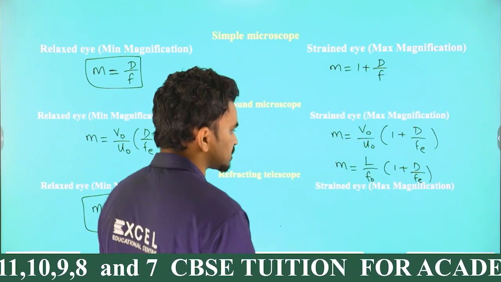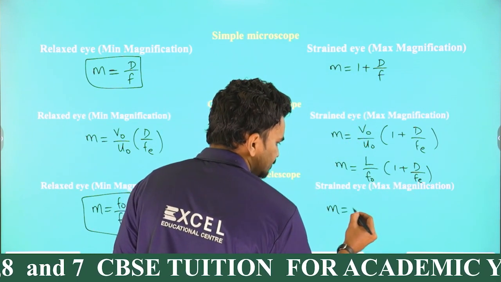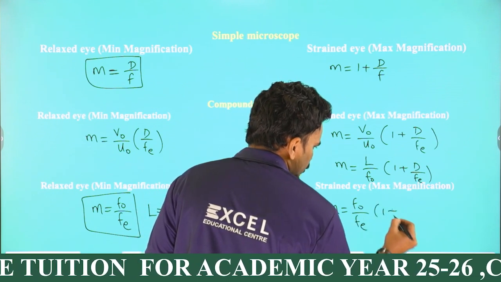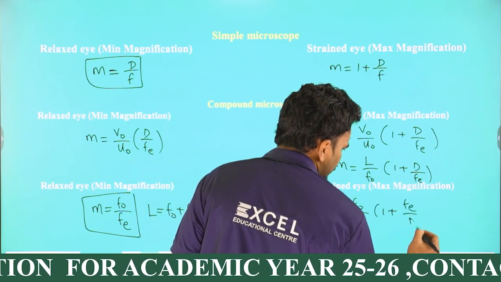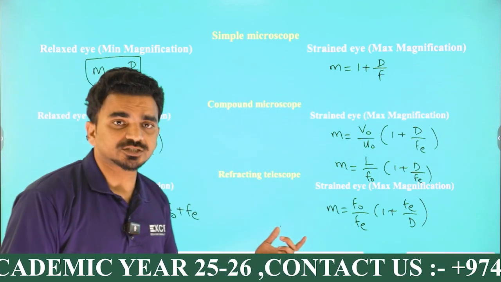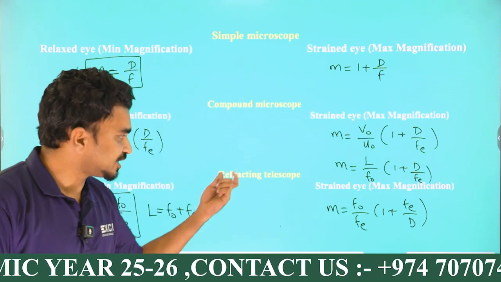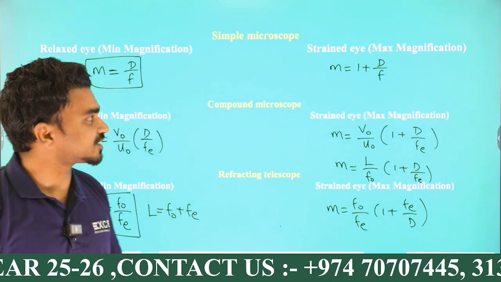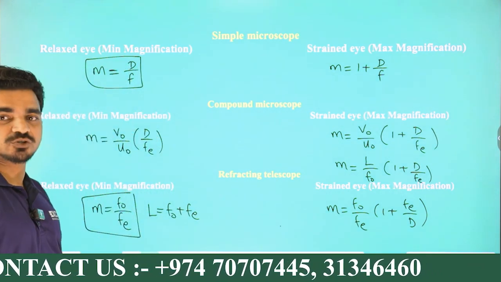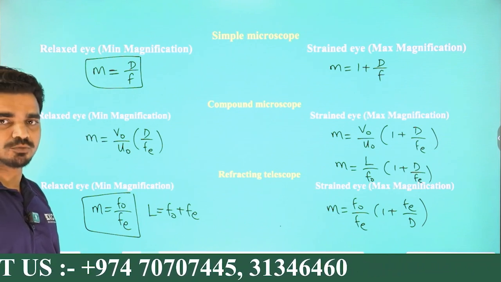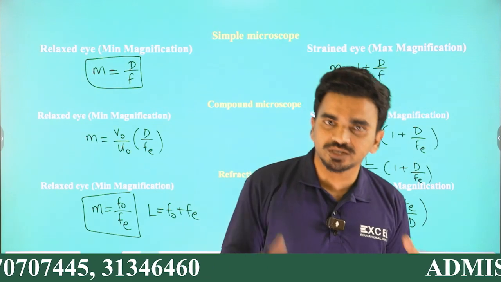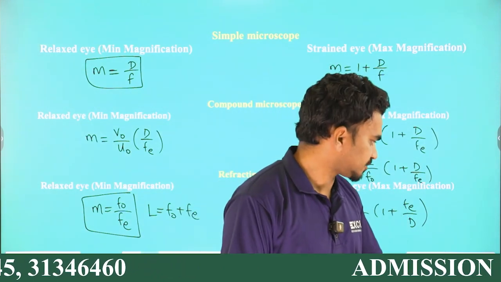And when we come to the strain division magnification, the formula comes FO by FE into 1 plus FE by D. That's the formula for maximum magnification in a refracting telescope. You got this, right? So again, you can take a screenshot of this complete set of formulas and recall all the formulas. Okay.